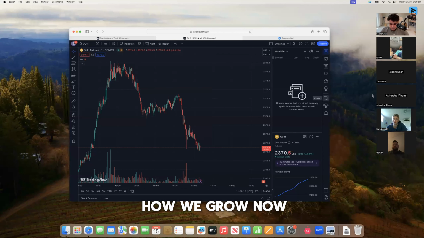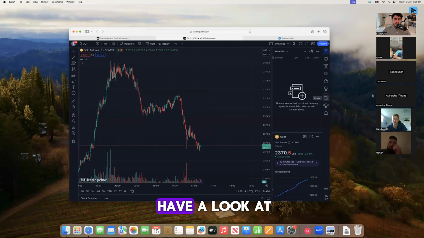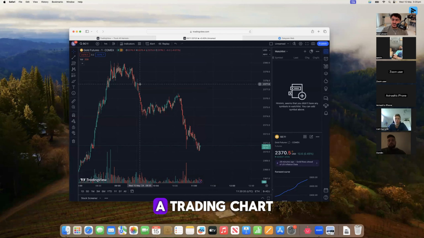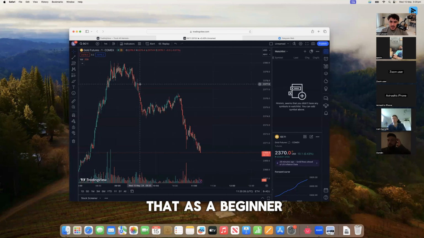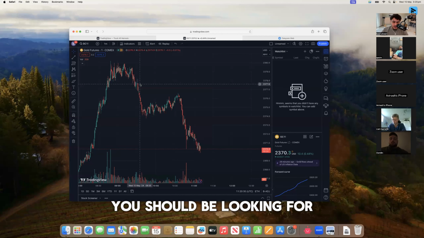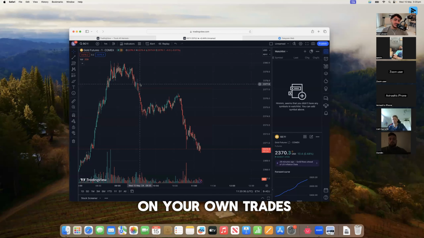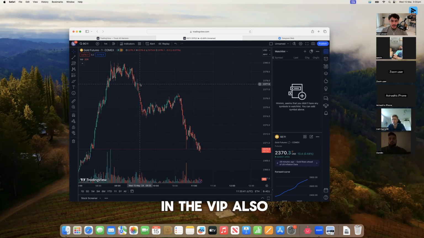Now, if we're going to have a look at this one, guys, we're going to look at a trading chart. This is what this is called. This is simply a trading chart. Now I'm going to run you guys through a very simple strategy that as a beginner you should be looking out for, so that you can start making some profits on your own trades, and you can obviously follow along on the trades that we post in the VIP also.